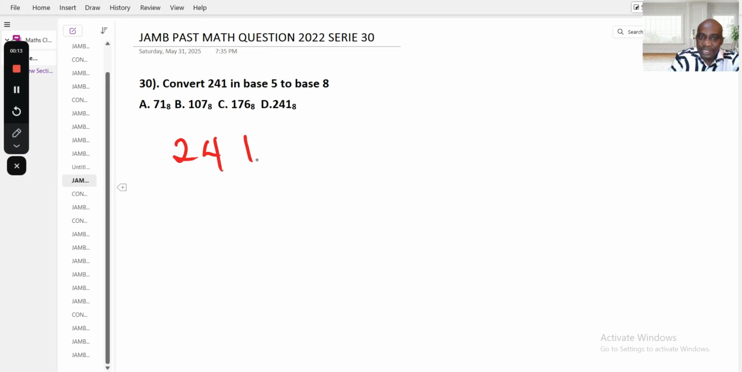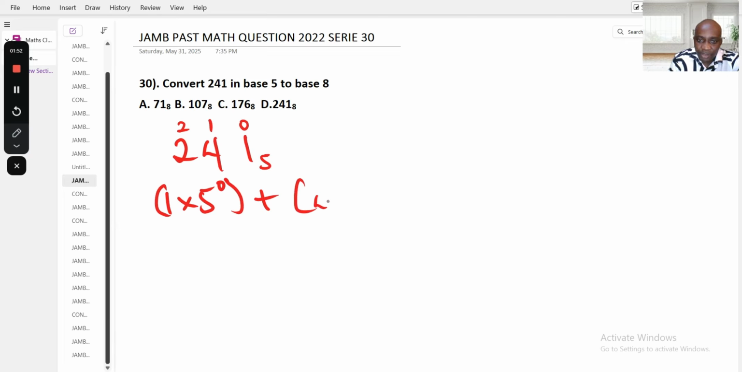241. It is in base 5 already. Now we want to convert to base 10. You start from 0, 1, 2. You label it. Now you start from here. 1 multiplied by your base, raised to the power 0. Plus again, what is under the 4? 4 multiplied by your base. What is the power? 1 is under the 4. Put 1. Plus again, 2 multiplied by your base.